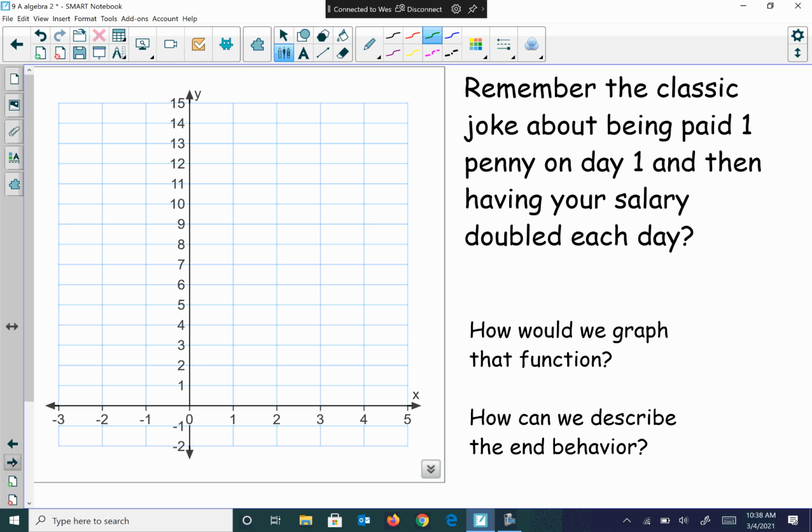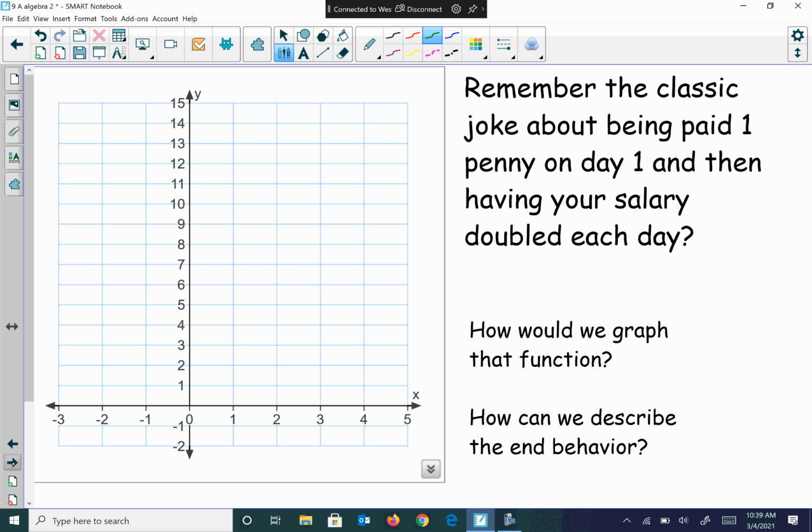I think you all probably remember somebody saying, hey, would you take a penny a day and then have your salary doubled every day? Would you take that? Or would you take $1 million to be paid to do something over 30 days? And the initial thing is most people would say, oh, I would take $1 million.